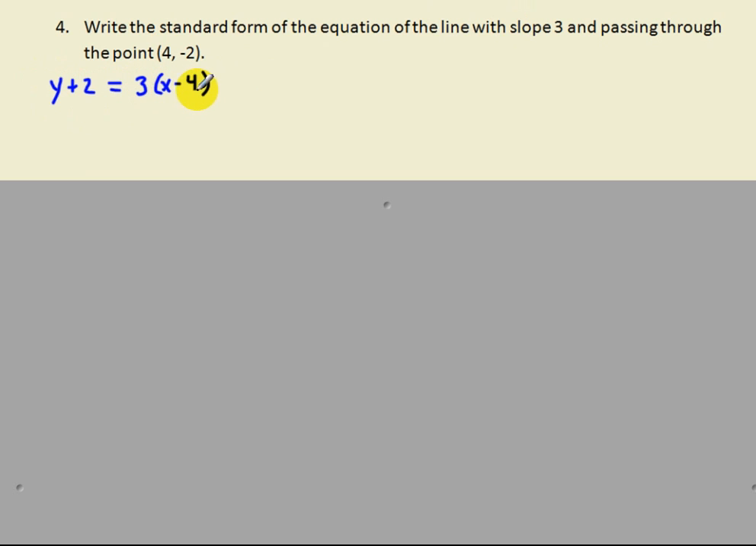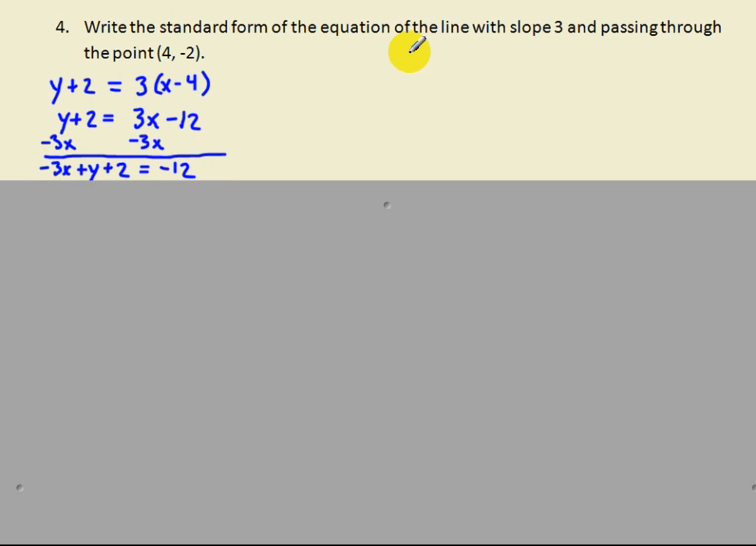And I'm going to go ahead and apply the distributive property. You get y plus 2 equals 3x, and then 3 times -4 would be -12. Then I want the x term on the same side as the y, so I'll subtract 3x from each side. So we have -3x plus y plus 2 is equal to -12.